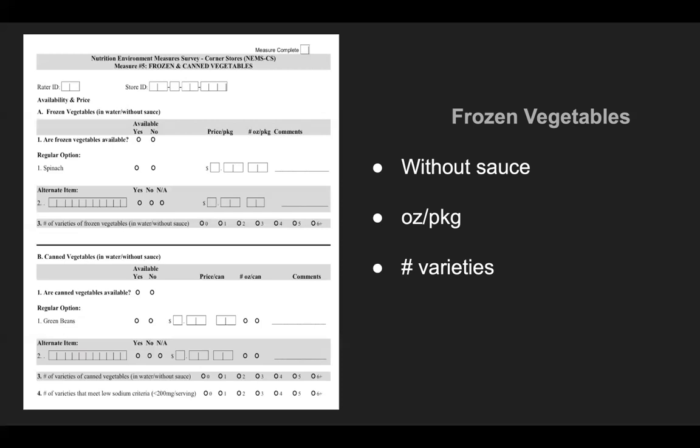The ounces per package, that is column number 3, right next to the price. And you can find that in the bottom right corner of pretty much every package of frozen vegetable. It's just right there.